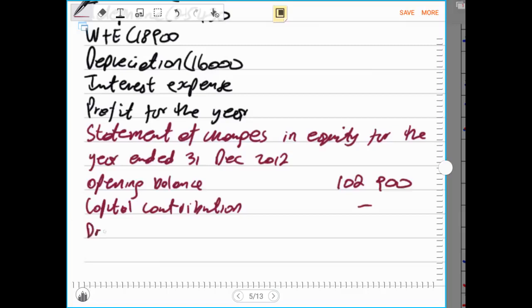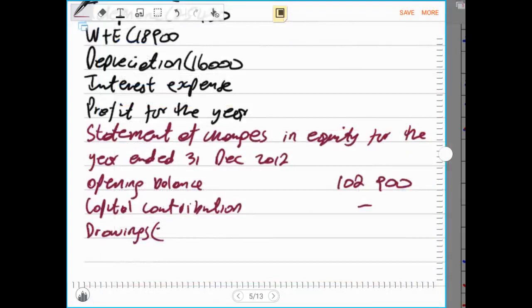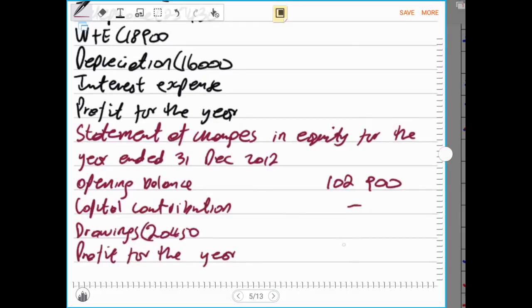Then we record drawings, and we did have an amount of drawings in the trial balance. So now in the trial balance we had drawings of 20,450, and there was no adjustment regarding drawings, 20,450, but let us check, maybe there was an adjustment. Then we record profit for the year. Our profit for the year will be taken from the income statement. It will be the one that comes from here. Profit for the year is the one that will be recorded straight here.